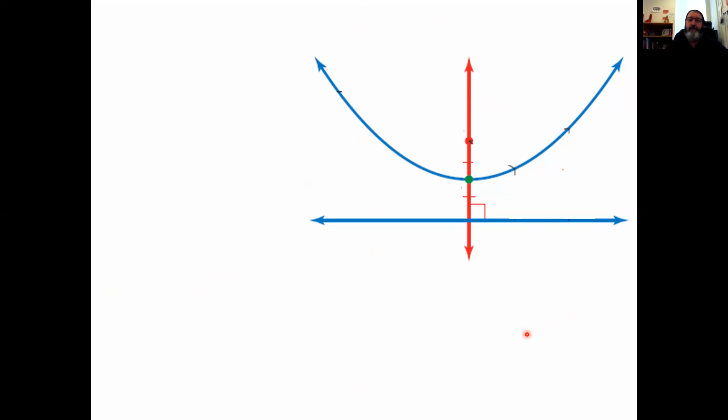You probably want to go ahead and draw this diagram into your notes and label things as we talk about them. So first we have the axis of symmetry. Y'all are familiar with the axis of symmetry. We talked about that in the previous lesson.